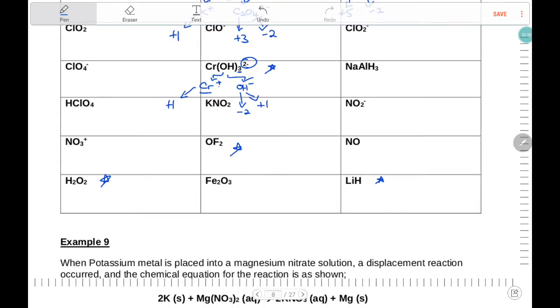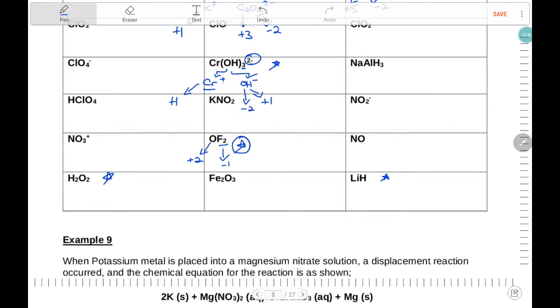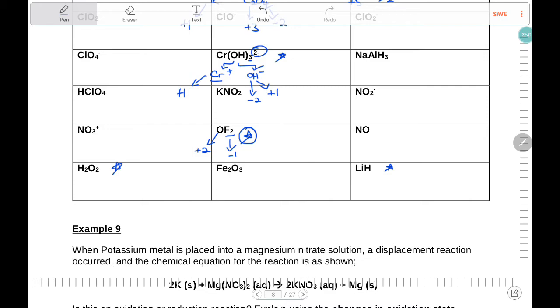Okay, moving on, OF2. Now, both are non-metals, but in this case, F is more electronegative. So F would be minus 1. I'll fix F first, and to balance the charge, O must be plus 2. So you realize that in this case, O is no longer minus 2, it's plus 2, because the rule says that we always fix the more electronegative element first. What about this? Same, the rule says we fix H first, H is plus 1, then O has to be minus 1. And for this same, we fix metals first, metals will be plus 1, H would be minus 1.